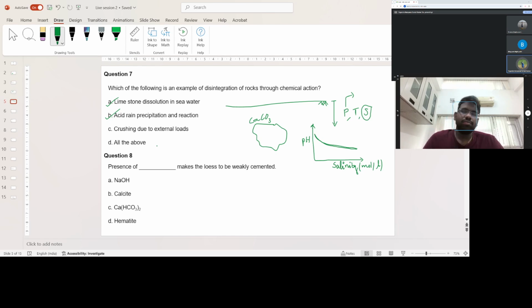But what we know is, we know that loess are weakly cemented, right? Two options I am not in favor of: calcite and CaSO3, because they are related mostly to limestones. But loess are mostly sands. But the crux here is the word cemented. So it need not be sands which act as cementing agents.